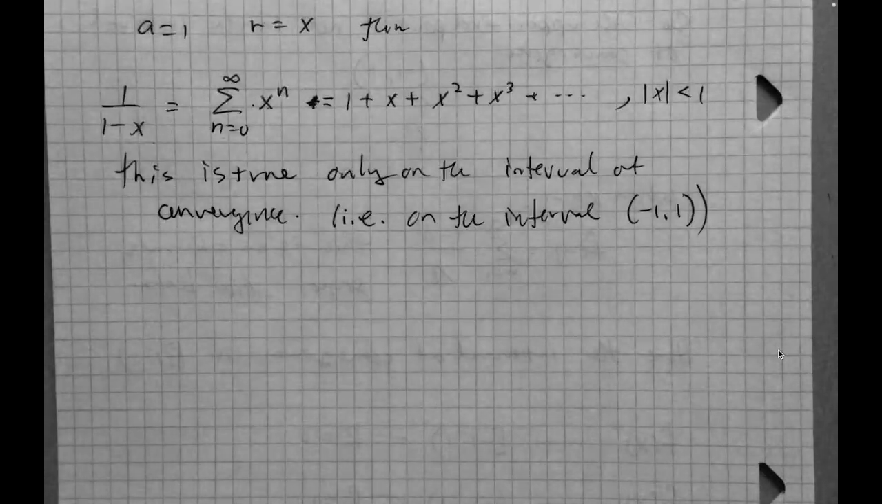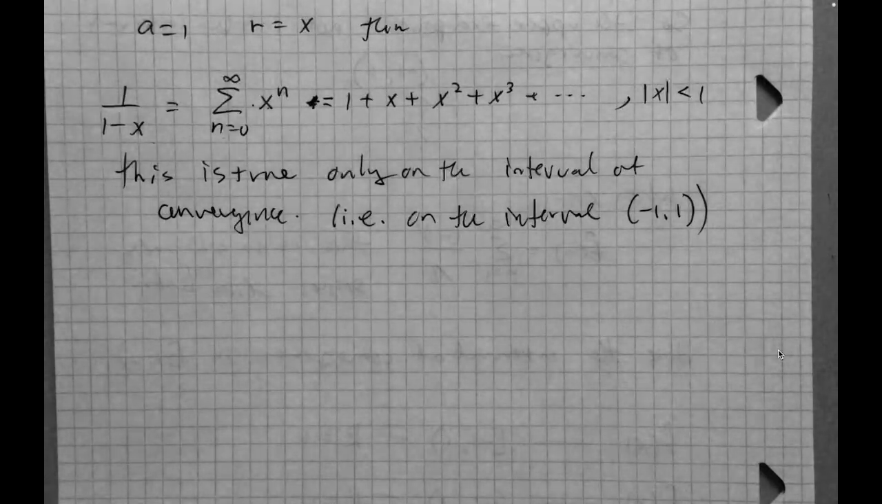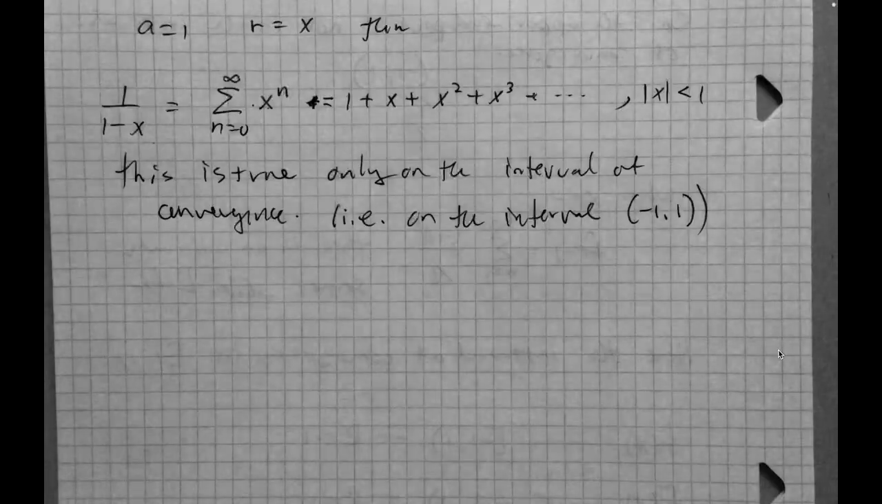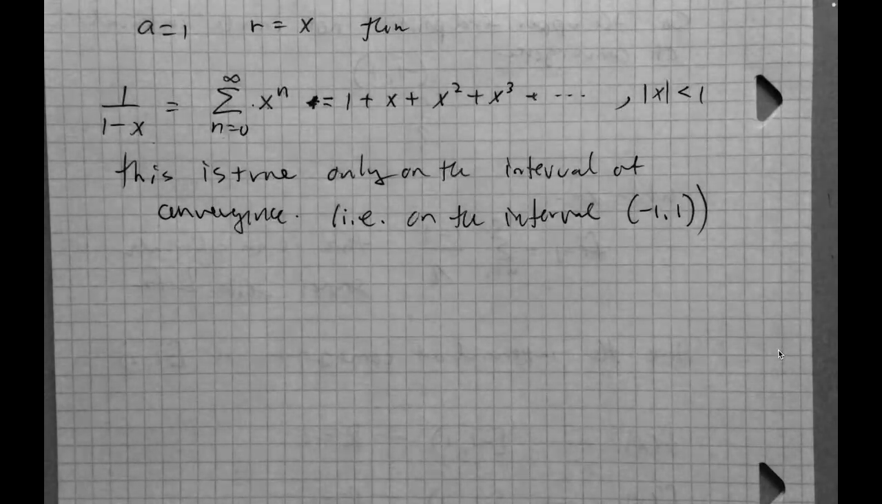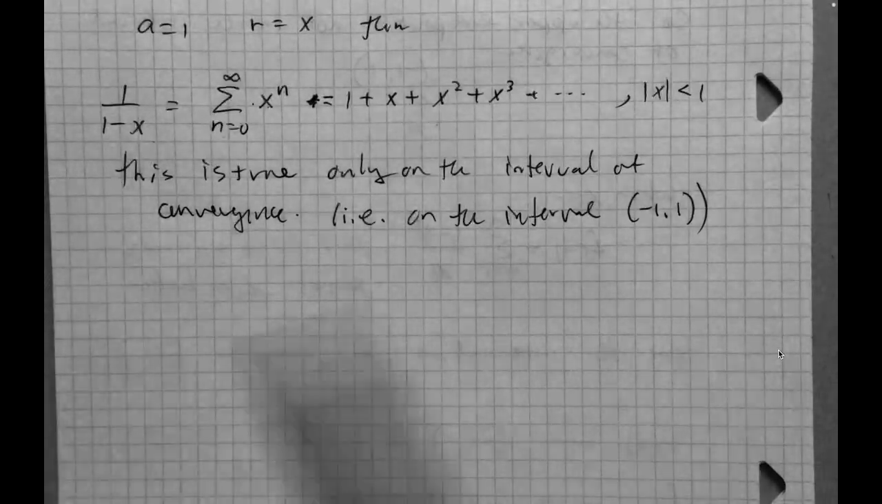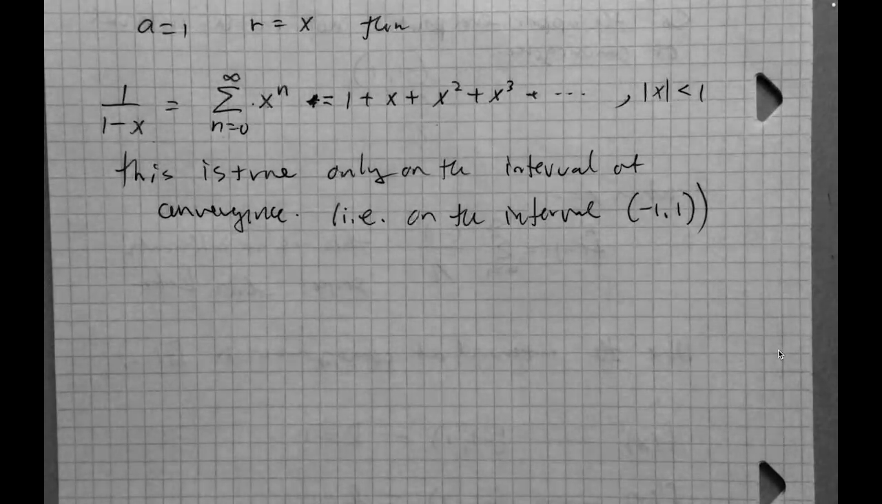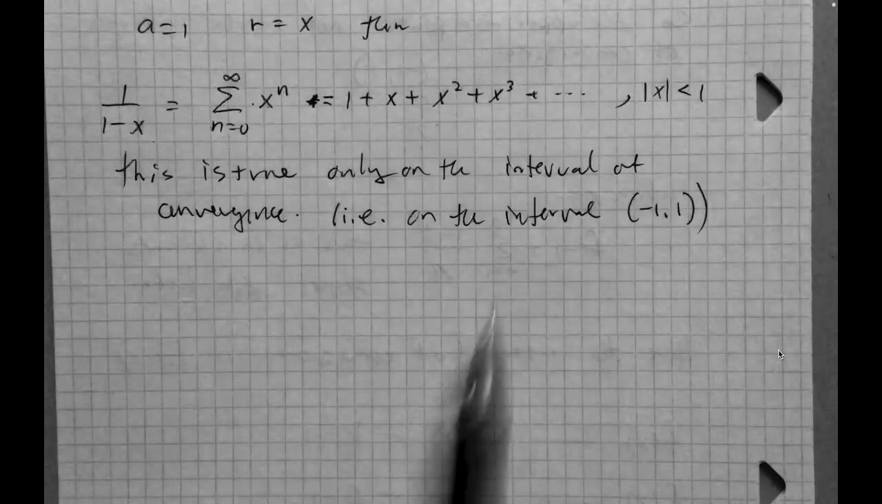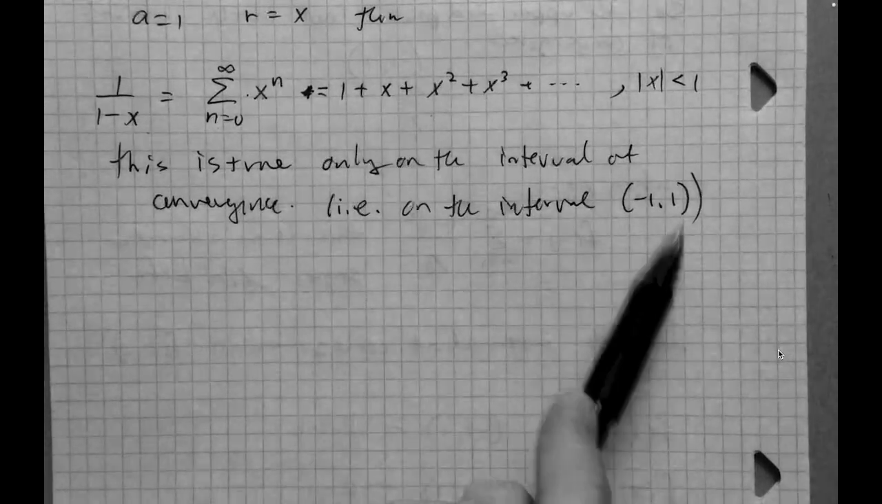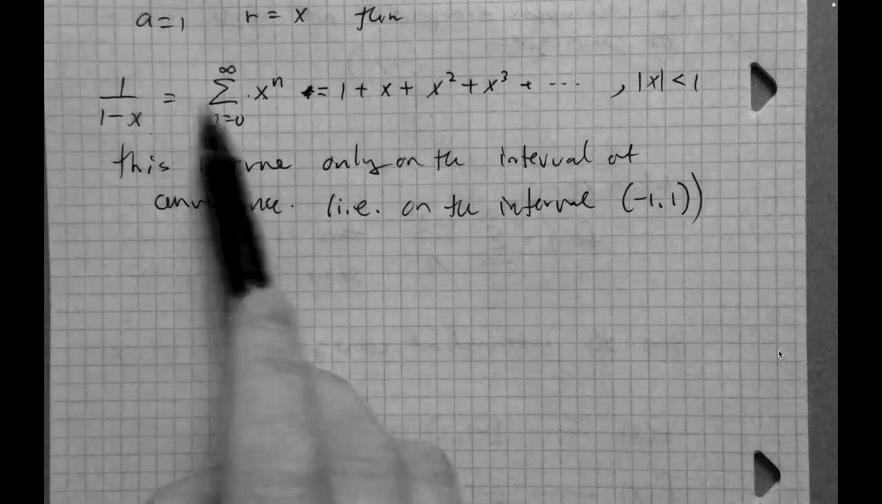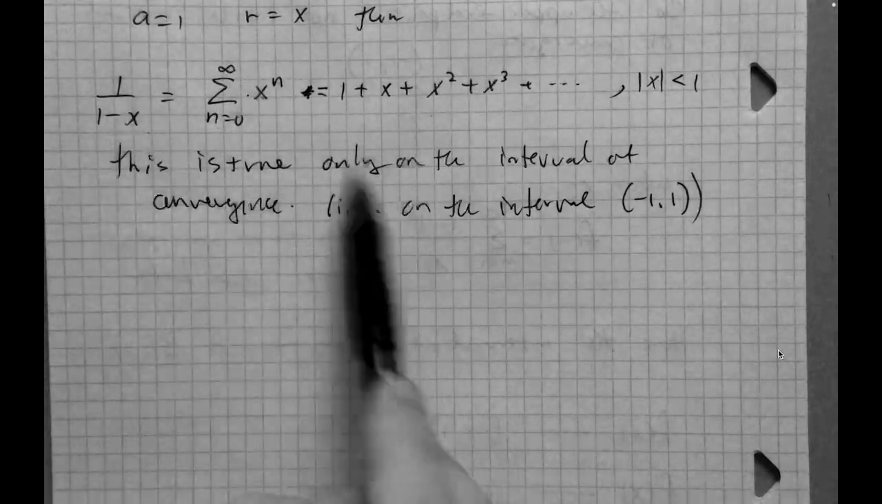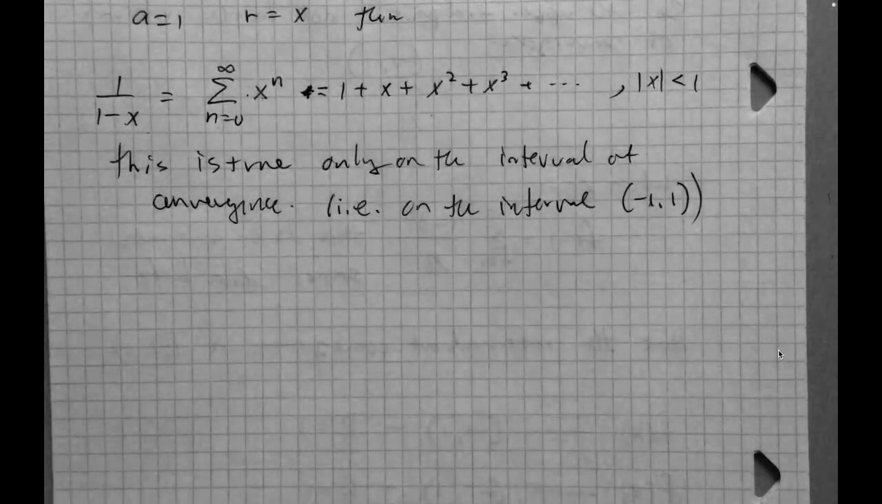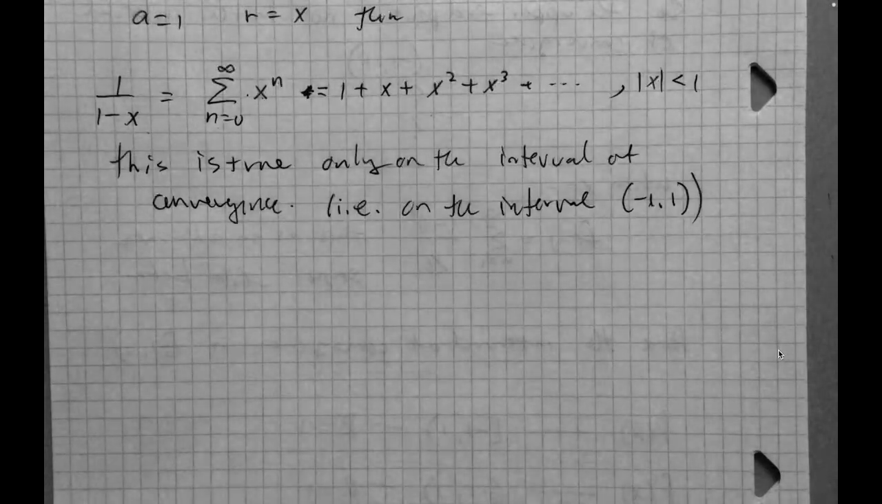That can be something people obviously notice. You're like, wait a second, if I plug in a 5, this is definitely infinite, and this is not. How are they equal? It doesn't work outside the interval of convergence. This does not converge outside of this interval, and this equality isn't valid outside of this interval. Okay, so there we go.